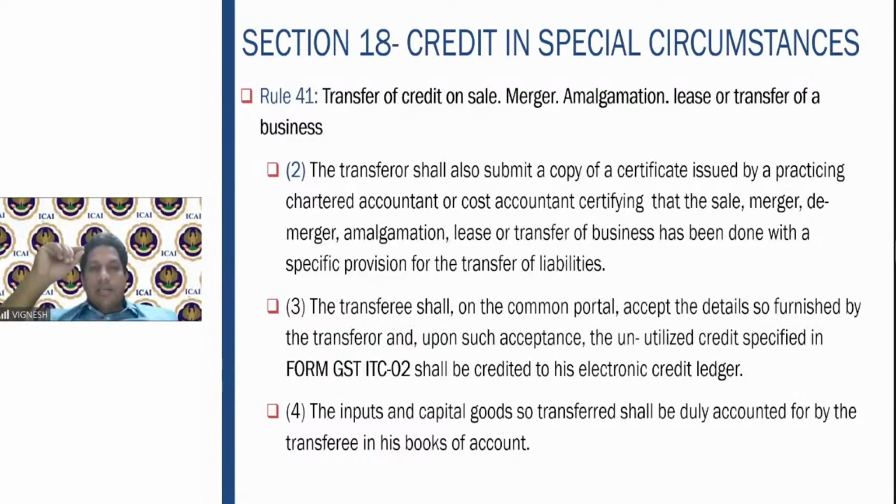Then what happens? The transferee, that is the new entity which is formed, will accept the details furnished, and whatever unutilized credit is there will be credited to the electronic credit ledger. Fine. And whatever inputs and capital goods there are shall be duly accounted in its books of account.